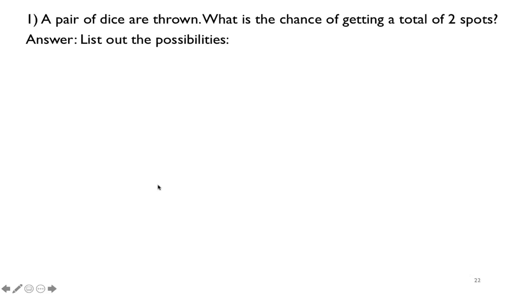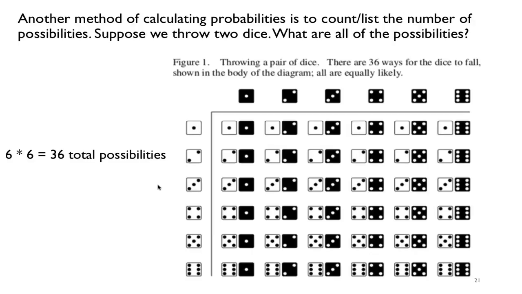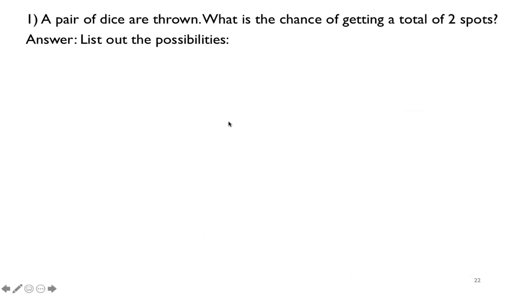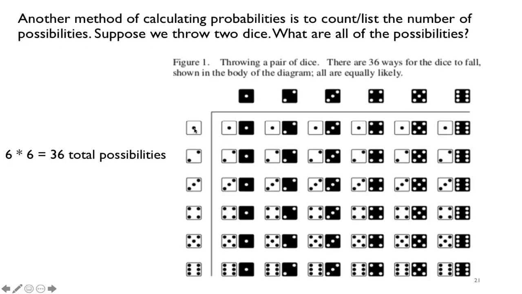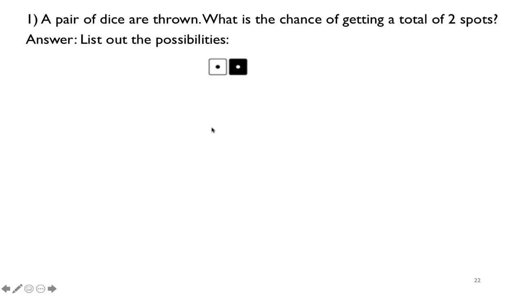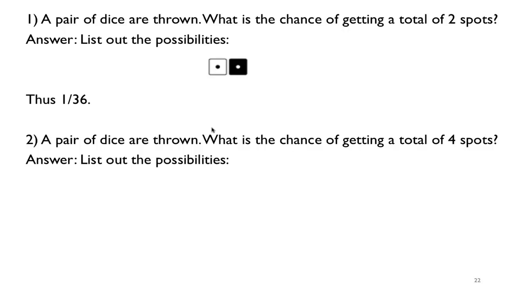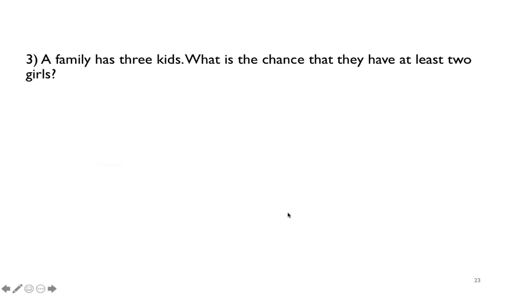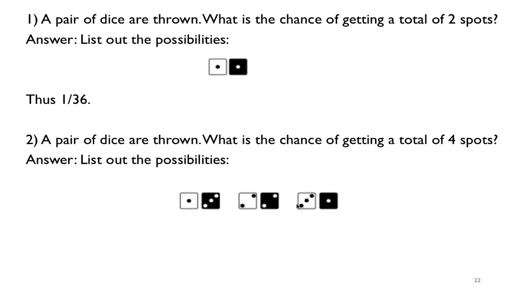For example, if a pair of dice is thrown, what's the chance of getting 2 spots? Looking at this table here, the only way to get a total of 2 spots is an ace and an ace. There's only one way to get it, so the answer is 1 out of 36. How about the chance of getting a total of 4 spots when you add them up? Again, we list out all the possibilities. There's 36 total. The ways to get 4 spots are 1, 3, 2, 2, or 3, 1. Notice the order does matter. 1, 3 is different than 3, 1. So there's 3 ways of getting a sum of 4, and the answer is 3 out of 36.